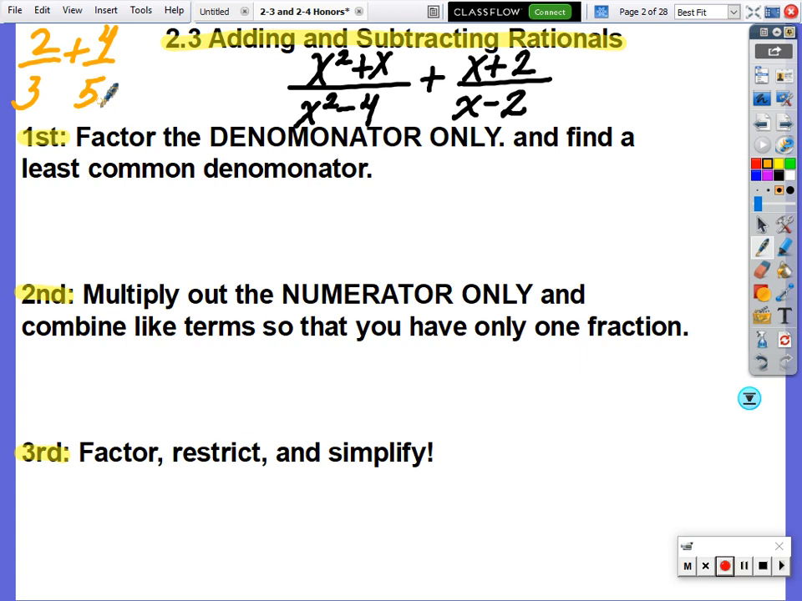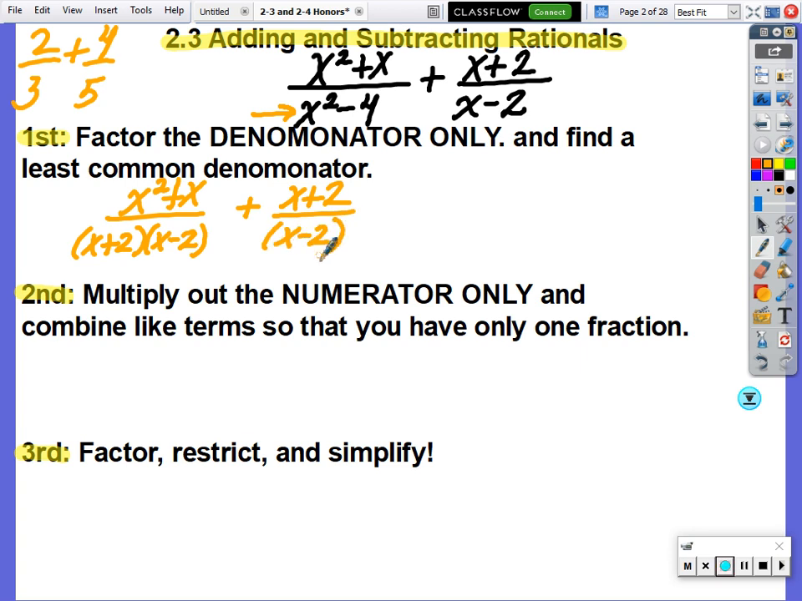So in my example right here, we do not factor the numerator, only the denominator. So we would have x squared plus x. Then we would factor this denominator, so that would factor to be x plus 2 and x minus 2. Then we have a plus sign. We have x plus 2, and then the bottom x minus 2. Factor the denominators only. Do not factor out the numerator.